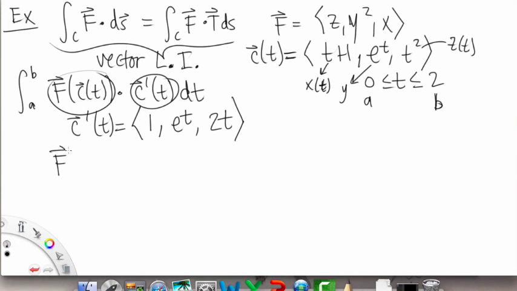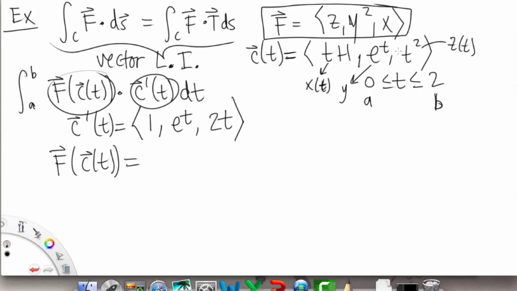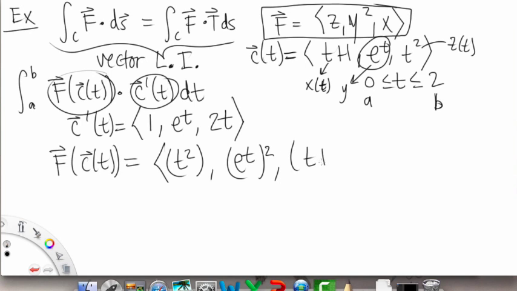Now the second part, let's find f of c of t. We take a look at our f, and we just plug in whatever we have in each spot. Wherever you see a z, that'll be t squared. For the y spot, we have e to the t, and that's squared. And lastly, for x, that'll just be t plus 1. So let's set it up.